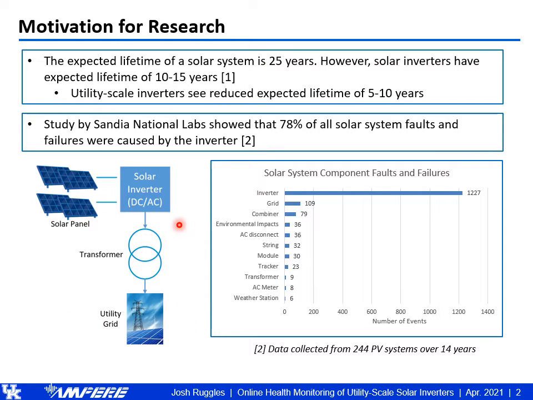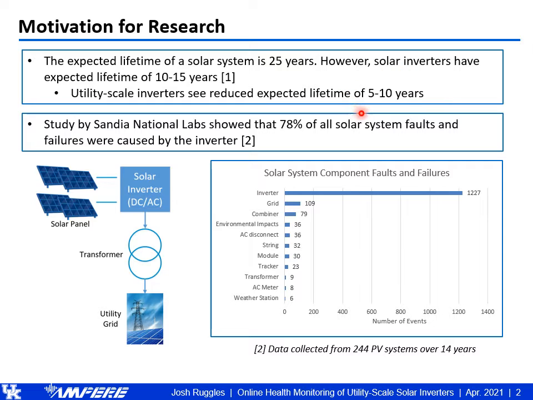The expected lifetime of a solar system is 25 years. However, solar inverters have an expected lifetime of just 10 to 15 years. Also, it is seen that the higher the power rating of the solar system, the reduced expected lifetime of the solar inverter. Utility scale inverters see a reduced expected lifetime of just 5 to 10 years.